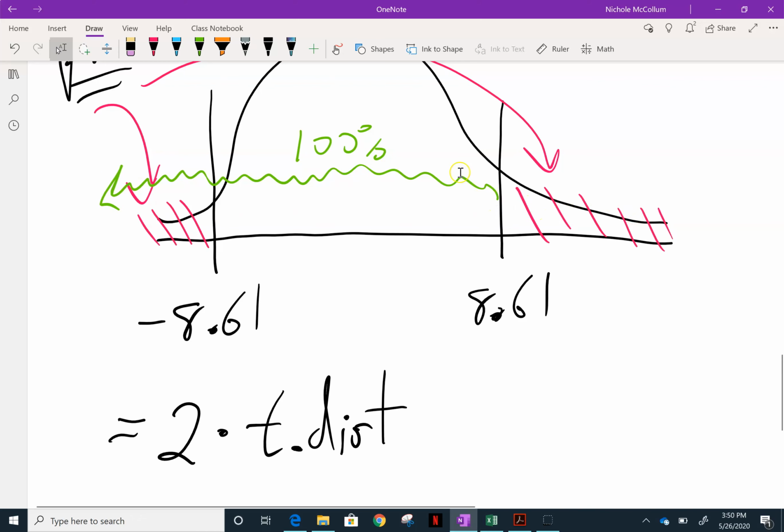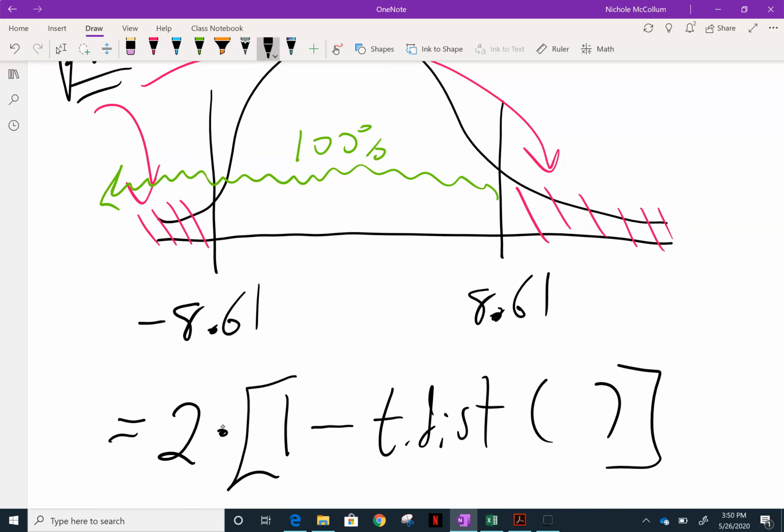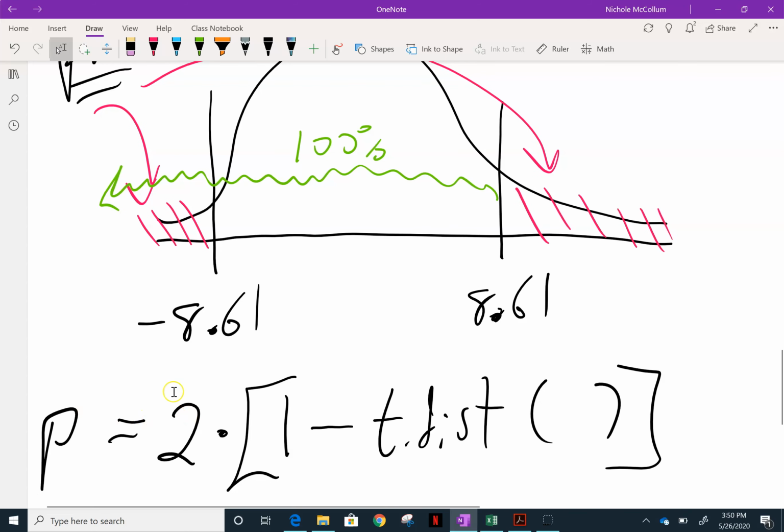So again, if I know what's below and t-dist gives me below, I could take 1 minus to get above it and then double it. So my formula here is actually incorrect. My formula, if I want to be perfect, will be twice 1 minus t dot dist. And that's the actual p-value. Twice because I have two sides that are symmetric.